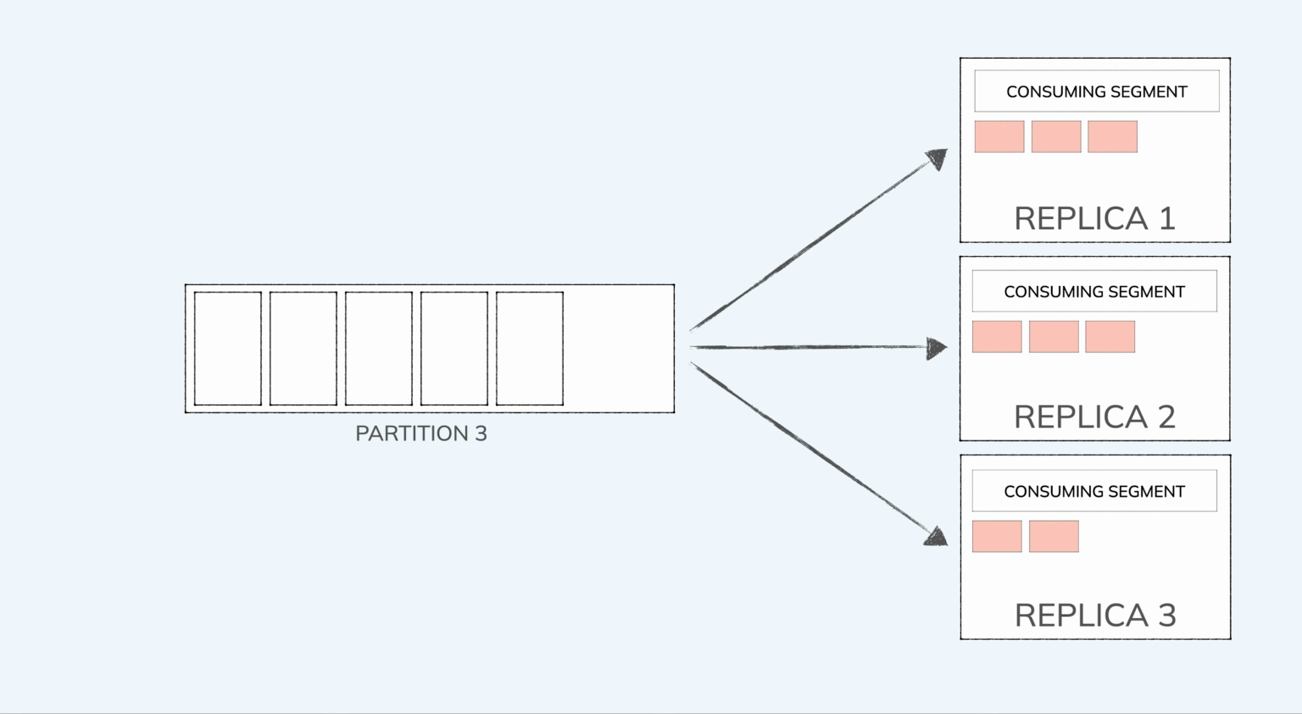Now, the reality at any given instant, though, is that those replicas could be at slightly different offsets, and they will be over time. And so the messages available in the consuming segment of the replicas are going to be different. And so if a query lands right now on replica 2 versus replica 3, there are those 2 rows that exist in replica 2 and don't exist in replica 3 yet. And that's a little messy.